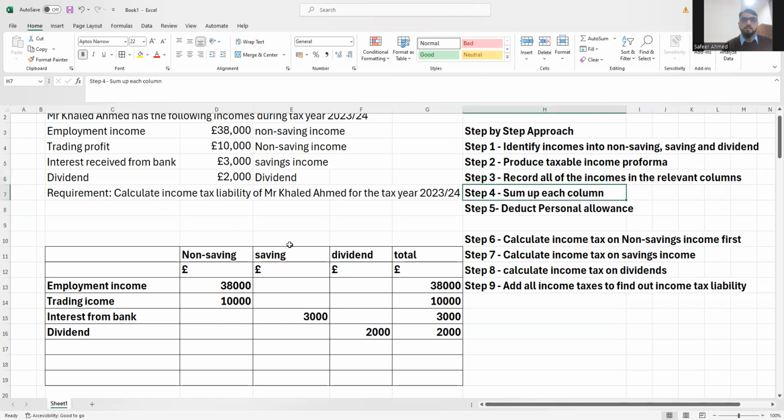Step 4, you will sum up each of these columns. So for example, the total of the non-saving income is this much.